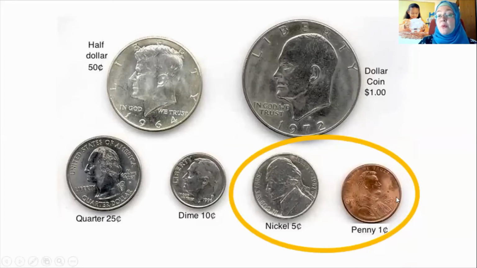We have the brownish one that's a little bit smaller than the nickel, and the silvery one that's a little bit smaller than these other big ones, but not as small as this one out here, the dime. So we have to be very careful about their size. So let's take a look at the sizes.